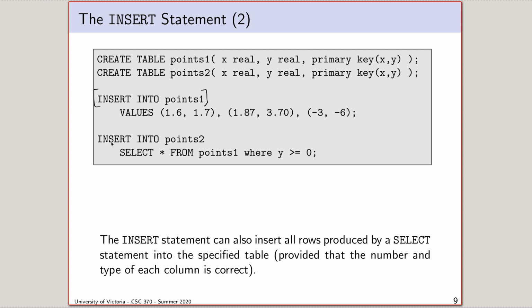One example would be a select statement. If I want to, I can take a set of rows out of another table, a combination of other tables, the result of a join, or some synthetic query that I construct, and dump those rows into a table using an insert statement. So here, if I do insert into points 2, first I run the select statement, and whatever set of rows comes back, so all of the points in points 1 where y is greater than or equal to 0, gets inserted into points 2. So I can do that as well.